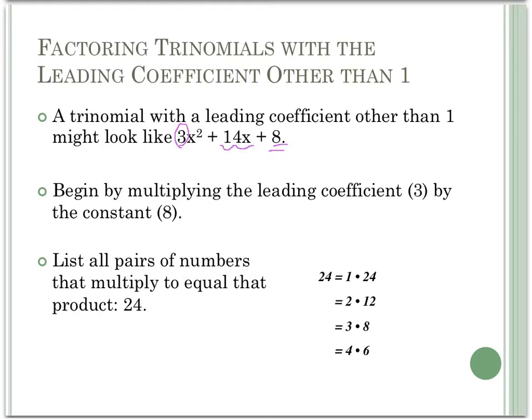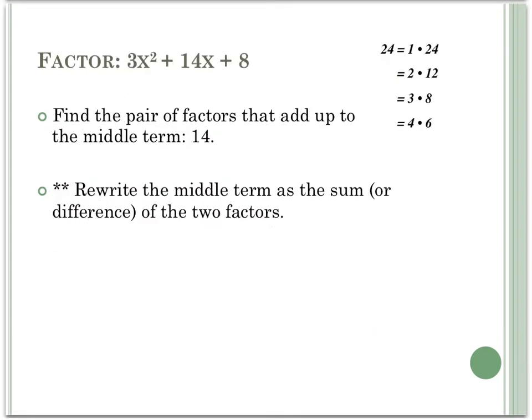We need to begin, and this is a little bit different step, by multiplying that leading coefficient of 3 by the constant of 8. In doing so, we get 24. Notice 3 is positive and 8 is positive, so I'm multiplying to a positive 24. Now we want to list all the pairs of numbers that multiply to that positive 24: 1 and 24, 2 and 12, 3 and 8, 4 and 6.